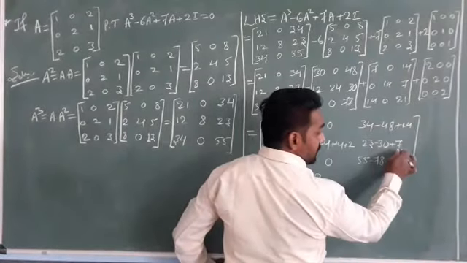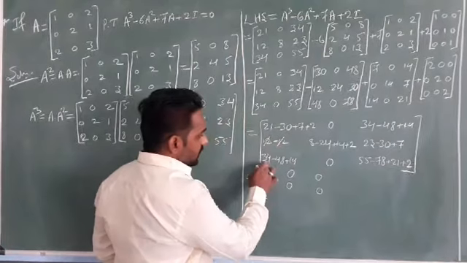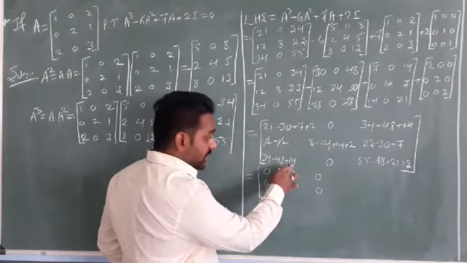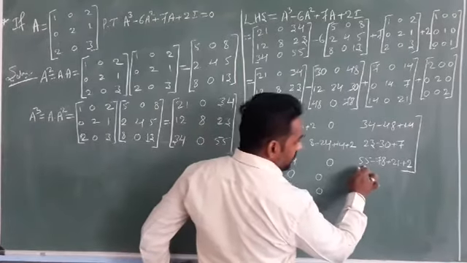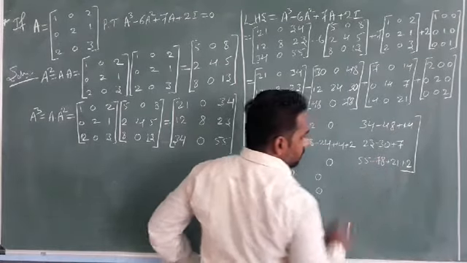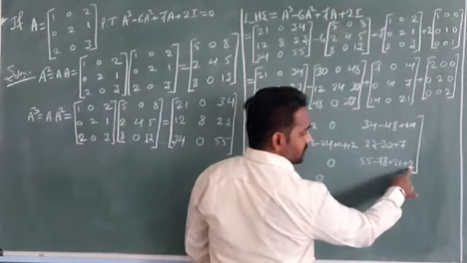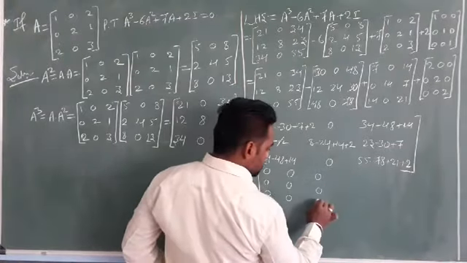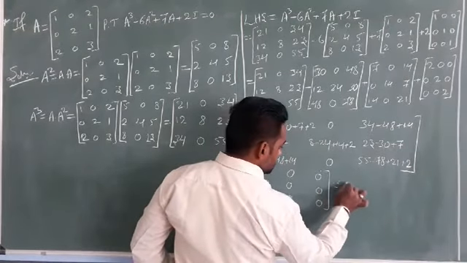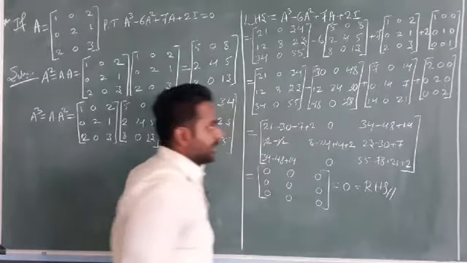Similarly, 23 plus 7, 30. 30 minus 30, that is 0. So here, 34 plus 14, 48. 48 minus 48, 0. This is already 0. So 55 plus 21 plus 2, that is 78. 78 minus 78, 0. So this is the zero matrix which is equal to the RHS.